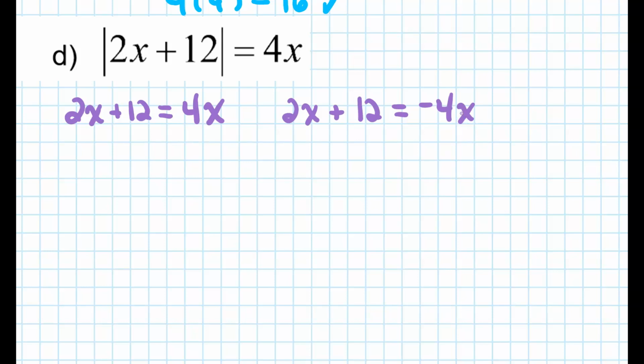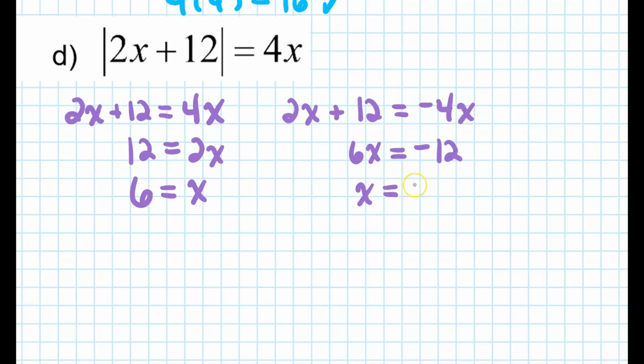So the one on the left, I like to keep my x's positive, so I'm going to move the 2x over to the right side so that I get 2x over here is equal to 12, which means this x is equal to 6. All right. For the other one, I'm going to move that negative 4x to the left to make this one a 6x equals negative 12. So this x is equal to negative 2.